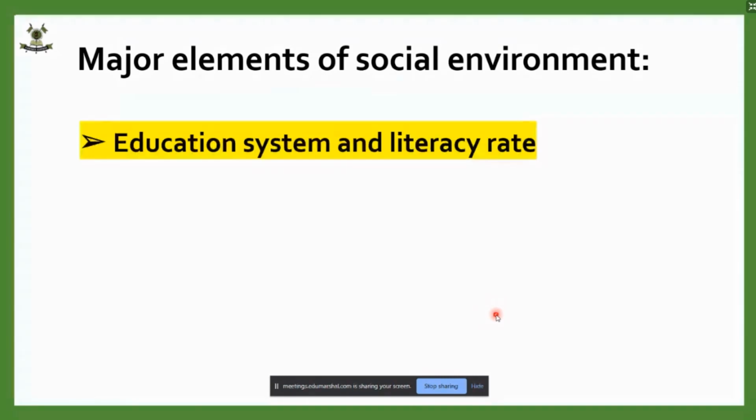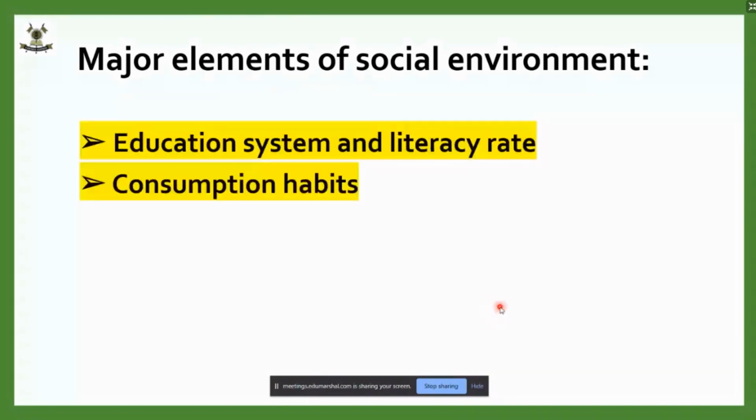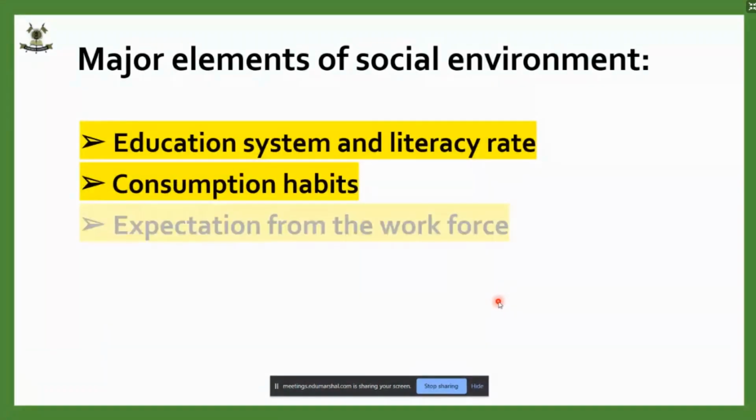Consumption habits, if you're talking about the eating habits of the people, the healthy lifestyles of the people, this is a social thing, this is a social trend, this is the lifestyle which is changing, and this is a social lifestyle. So it becomes a part of social environment.